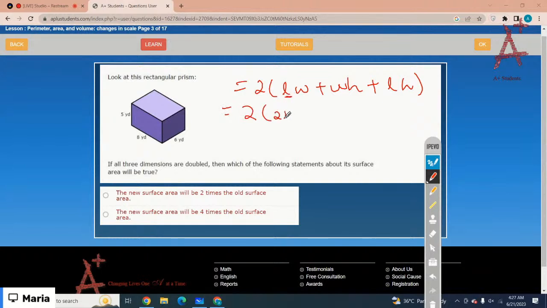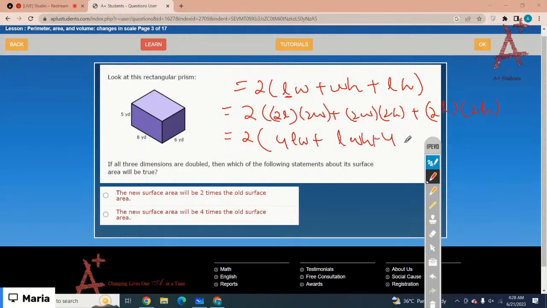That is 2L, 2W, 2W, 2H, 2L, and 2H. Got it? It would be 4LW plus 4WH plus 4 length height. That is the new area. You can take 4 common, since all the values have 4. So it would be 4 times 2, which is 8, times length width plus width height plus length height.